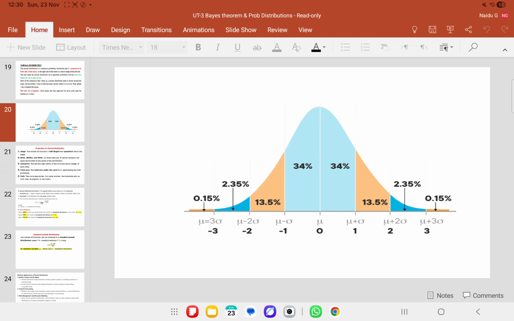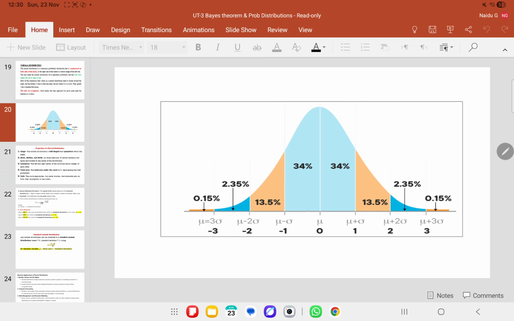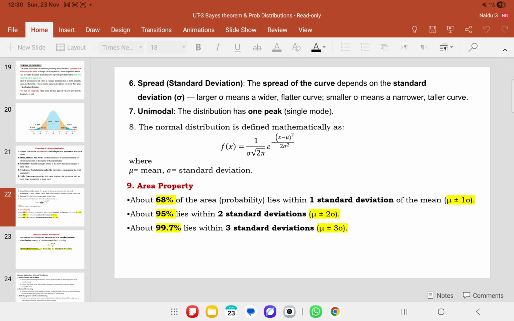If you observe carefully here, from the central line mu, mu minus 1 sigma to mu plus 1 sigma is 68%, 34 on each side, and mu minus 2 sigma to mu plus 2 sigma is 95%. Mu minus 3 sigma to mu plus 3 sigma is 99.7%, and the leftover 0.3% is divided into two equal parts, that is 0.1% and 0.1% towards the left and right tails. That is the area property. I have mentioned it here, you can go through my PPT. Clear?